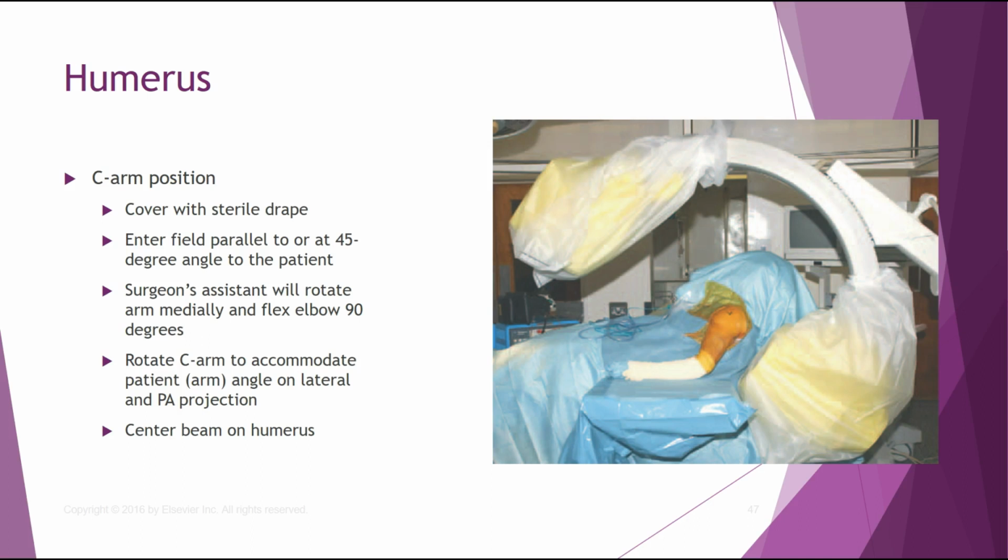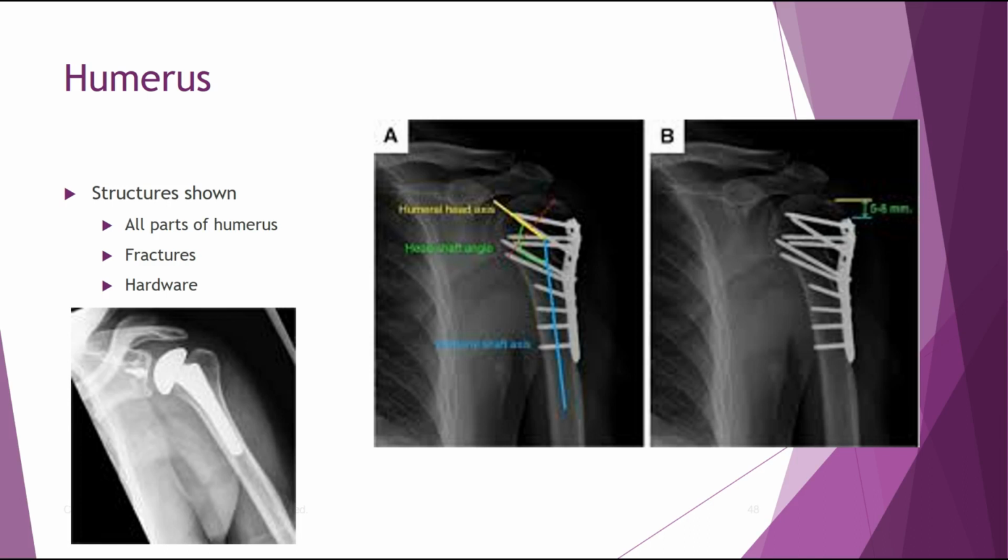The surgeon's assistant will rotate the arm medially and flex the elbow 90 degrees. That's something that they do. You really won't see too much of that, okay? But you're going to rotate the C-arm to accommodate those angles. They want a true lateral scapular Y projection, okay? Center the beam on the humerus or wherever the surgeon tells you to.